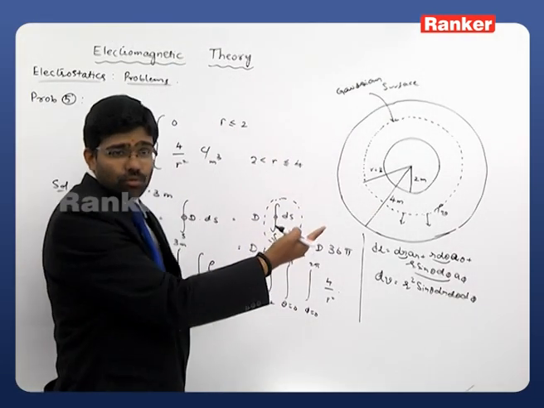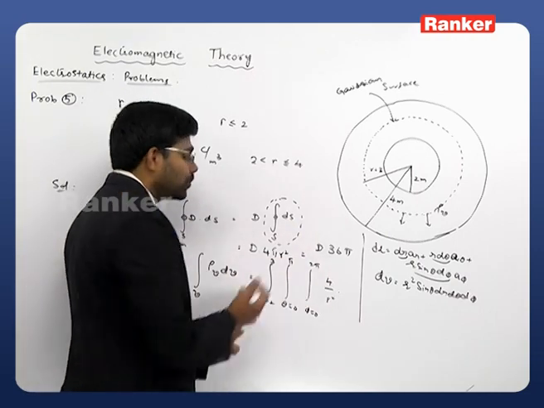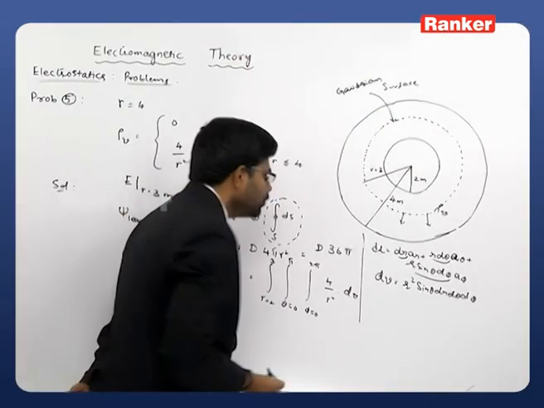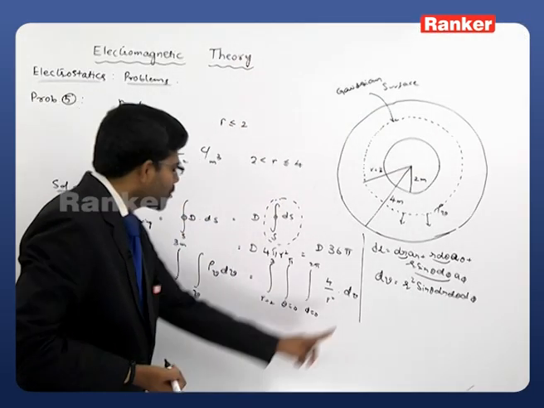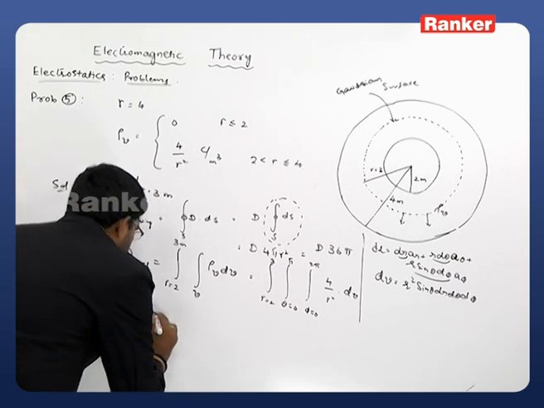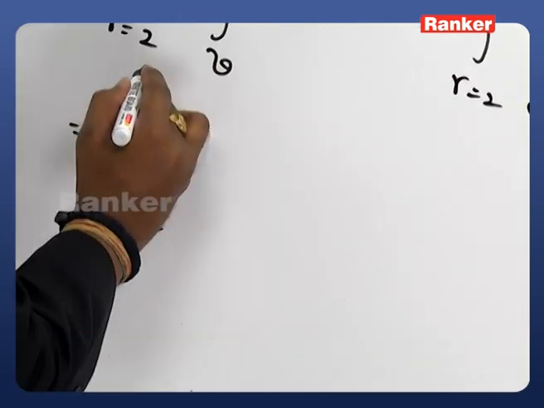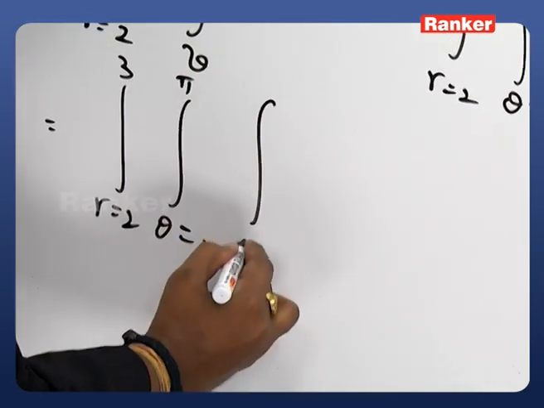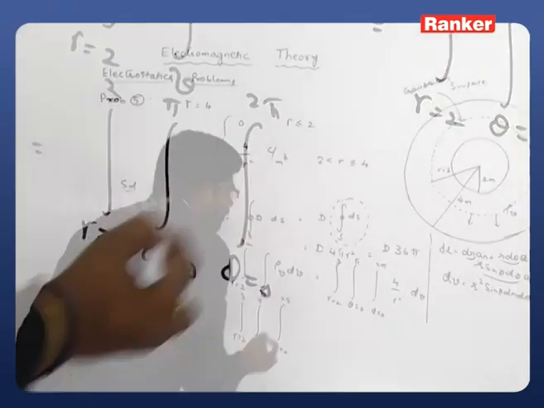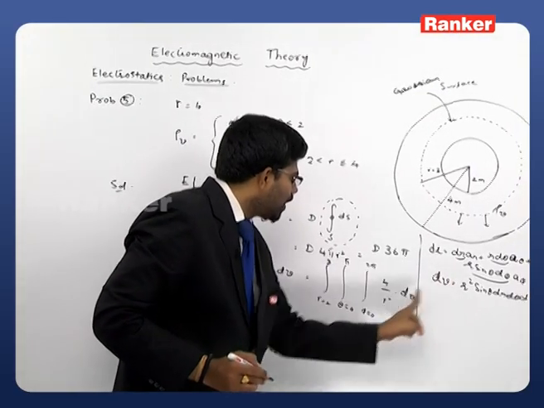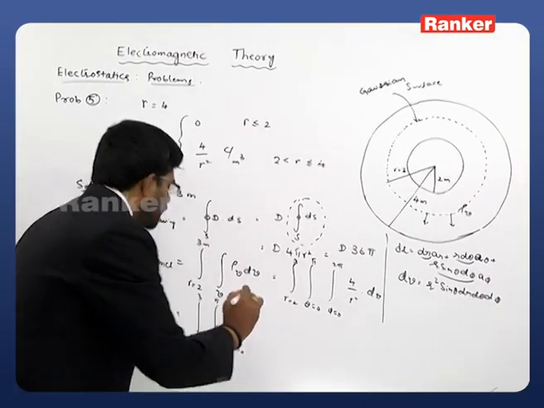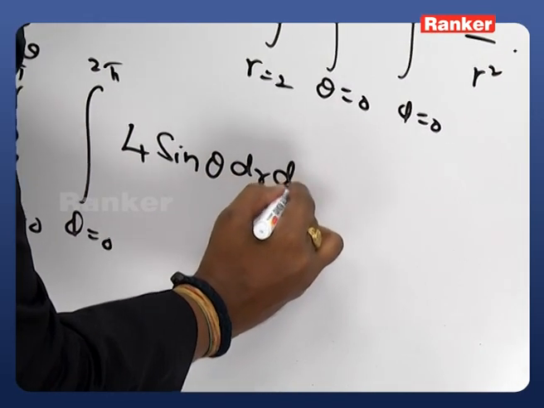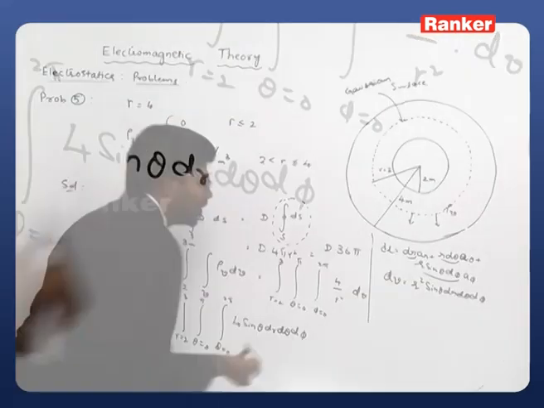Now we are supposed to use these equations, otherwise it's not possible to solve this. So 4 by r square dv, here we have to write, so substitute the dv also. Then Q is equal to the integration for r from 2 to 3, theta from 0 to pi and phi from 0 to 2 pi. If you multiply this with dv, r square will be cancelled. The remaining is 4 sin theta dr d theta d phi.